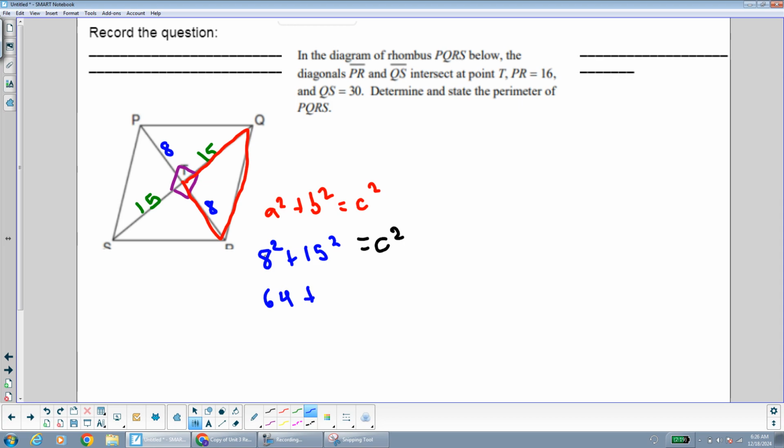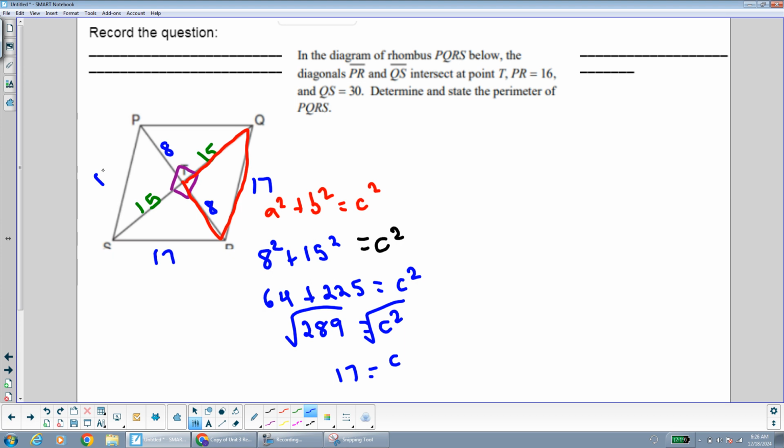8 squared is 64. 15 squared is 225. That is 289, and that is 17. So one side is 17. A rhombus is equilateral, so that means all the sides are 17. So if I do 17 times 4, I get the perimeter of the entire rhombus.